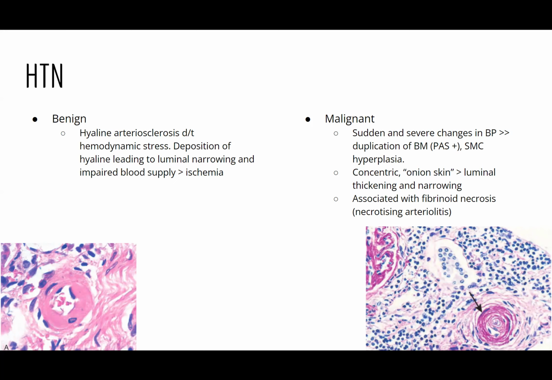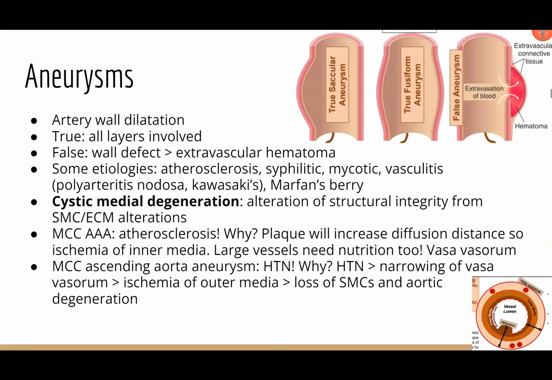So like I said, histo is your friend here. You can clearly see the difference between the hyalinized vessel versus the onion skin appearance, because you get essentially the duplication of the basement membrane. So it just kind of goes on top of each other. So you can see the layers, you can see the concentric layers. And then that's what's going to clue you in on, okay, this is malignant hypertension. And then this is associated with fibrinoid necrosis. So necrotizing arteriolitis, you'll remember fibrinoid necrosis from FTCM.